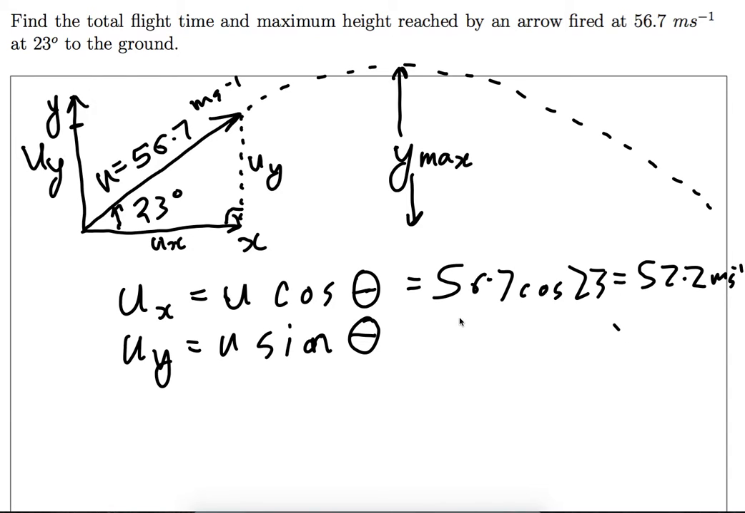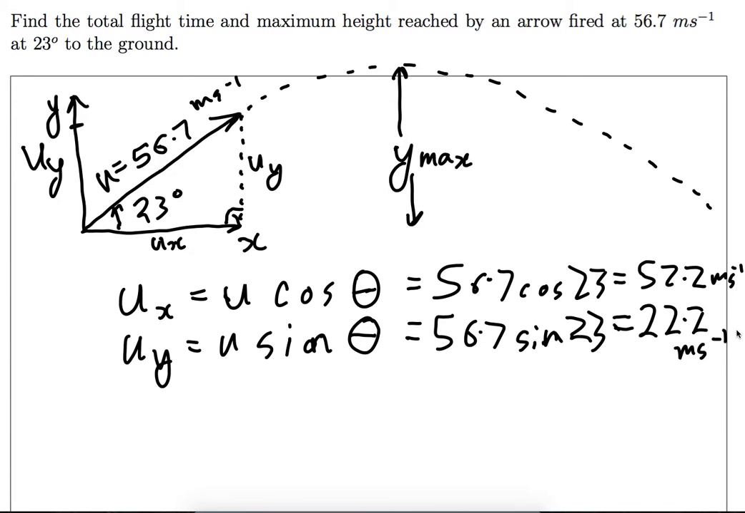And in this case, uy equals 56.7 sine 23. I do apologize for the messiness. It's an artifact of the technology that I'm using, which is 22.2 meters per second. Does that make sense? It kind of does. The angle is 23 degrees. It's lower than I've drawn it there. So most of the velocity is in the horizontal and less of it's in the vertical because the angle is quite low. I hope that's relatively clear.